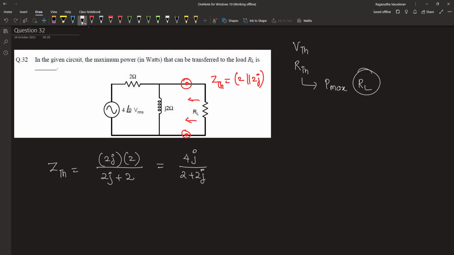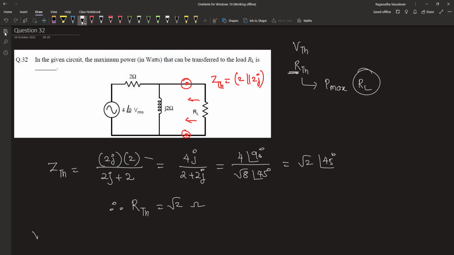We need to find out the magnitude of this impedance. So let's convert that into polar form to find out the magnitude and the angle. 4 angle 90 degrees divided by root 8 angle 45 degrees. This is equal to the square root of 2 angle 45 degrees. Therefore, the load resistance should be root 2 ohm in order for maximum power transfer.